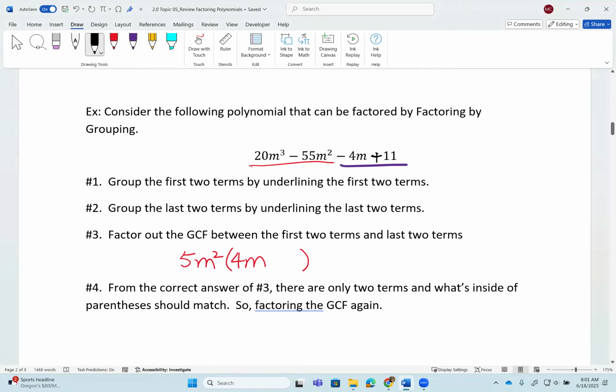All right. So again, 5 going into negative 55, negative 11 times. I factor out both of the m to the outside, no m left. So now, just like the previous example, between the negative 4 and positive 11, I have to factor out a negative 1 because that's the only way I can make the two parentheses match. Negative 1 going into negative 4m is positive 4m. Negative 1 going into positive 11 is negative 11 times.